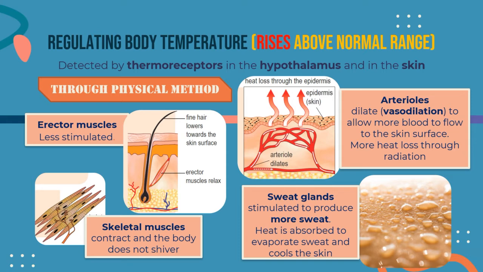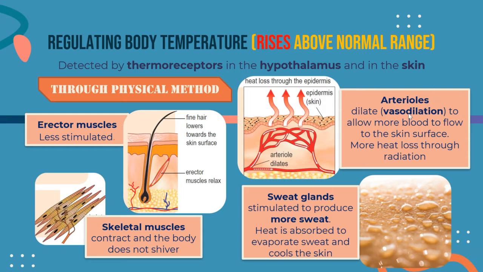When our body temperature rises above 37 degrees Celsius, what mechanisms occur? First, the erector muscles are less stimulated, and this causes the fine hair to lie flat, which causes more heat loss. The skeletal muscles do not contract, so the body does not shiver and no heat is produced.